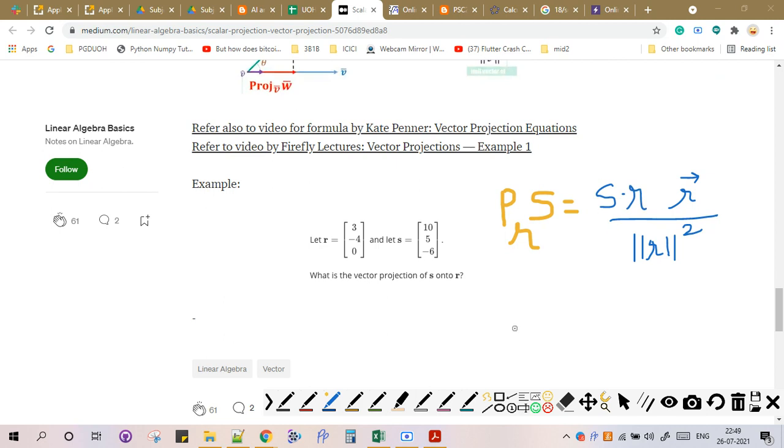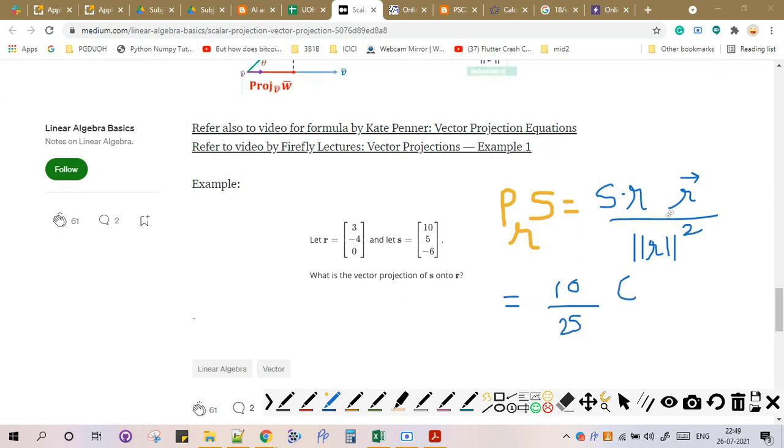So this is the dot product. Now we know, if you want to calculate s dot r, it is nothing but 10 multiplied by 3, 30, plus 5 multiplied by 4 minus 20. So it is nothing but 10, because the last term is 0, divided by mod r square. So mod r square is 3 square, 9, 4 square, 16, 25, under root, 5 square is 25.